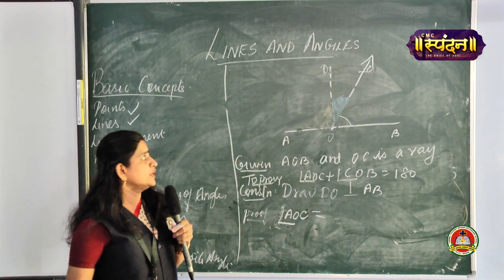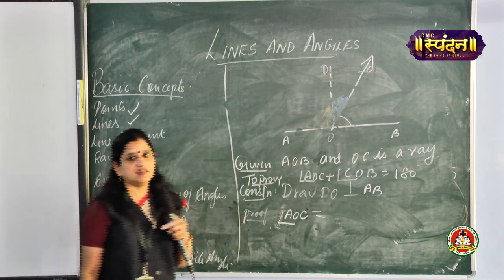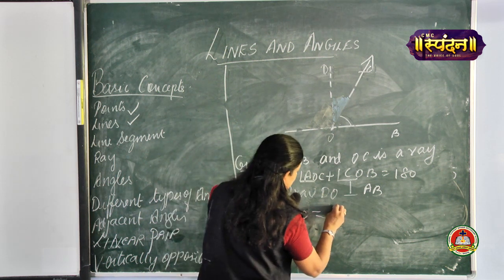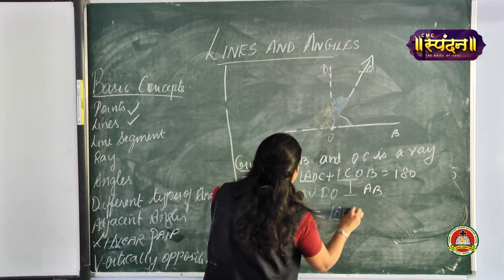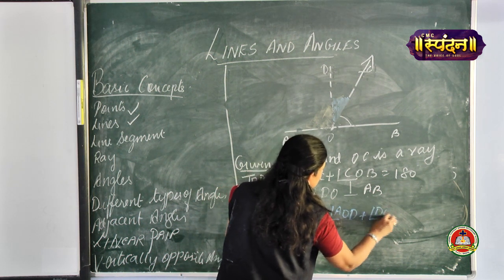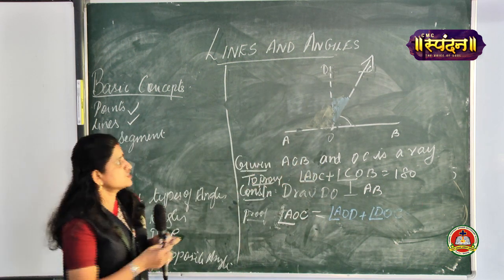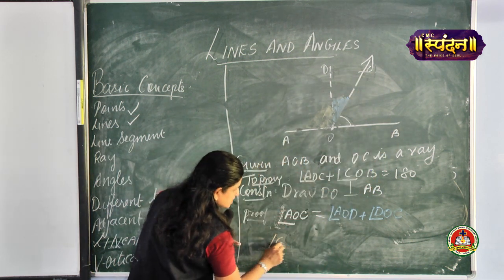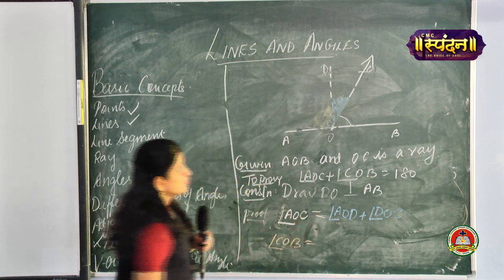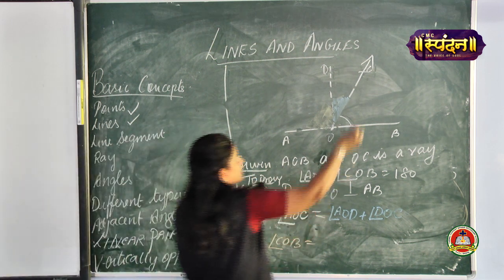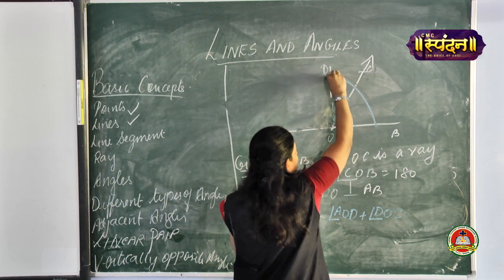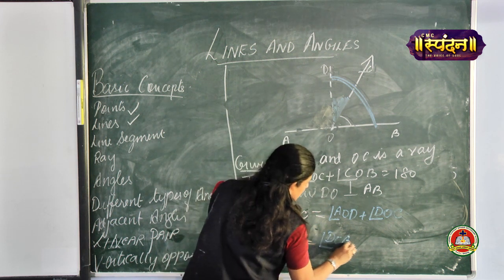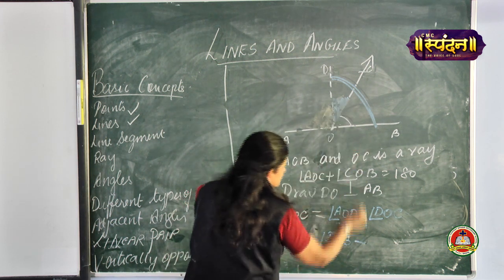This is angle AOD and another angle is DOC. So can I split this angle AOC as angle AOD plus angle DOC? Next, I am going to write this angle COB. What is angle COB? So how will you write COB? COB can be written as this whole angle DOB minus this angle, that is DOC.